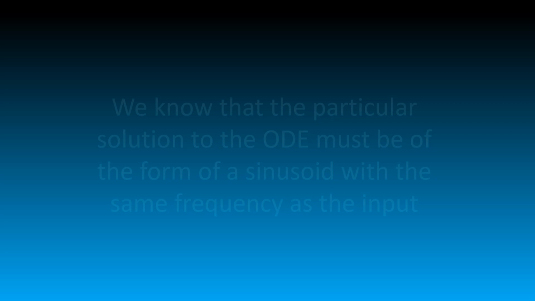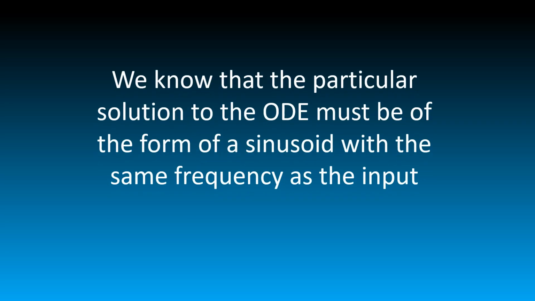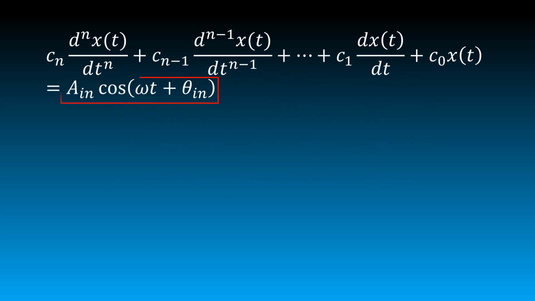And we know that the solution to an ordinary differential equation with a non-zero input is equal to the sum of the homogeneous and particular solutions. We also know that since the input is a sinusoid, the output must also be a sinusoid at the same frequency as the input. So here is a diagram to illustrate what I mean mathematically.